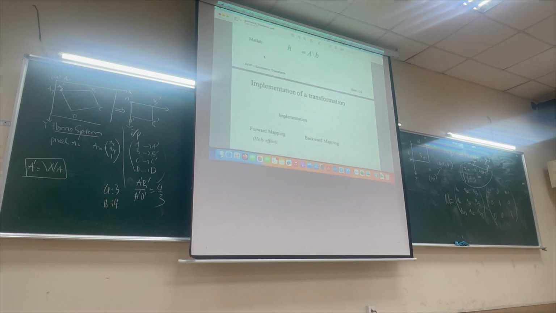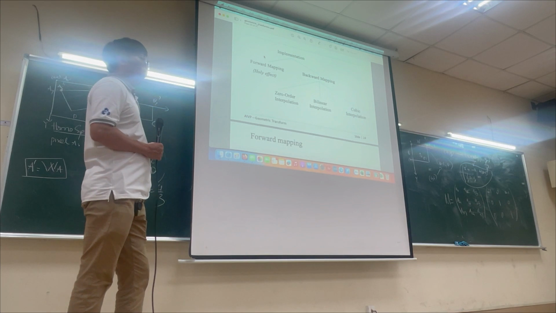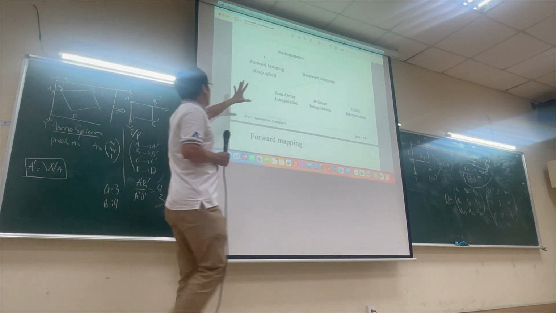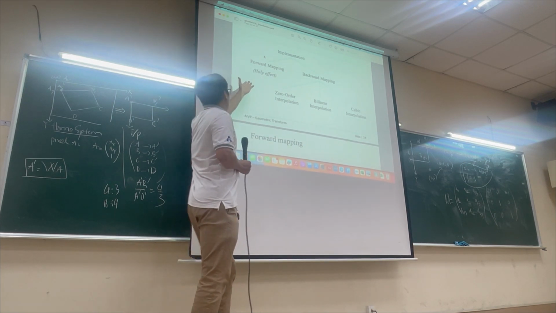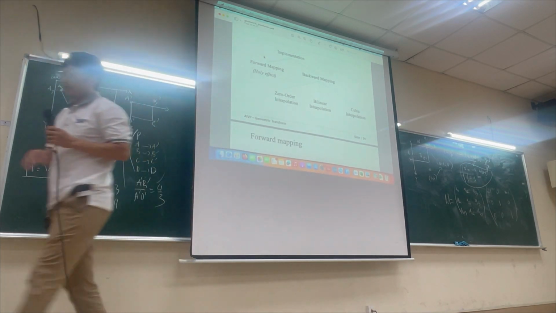You can see here, first, you have two methods: backward and forward. What is backward? What is forward? Actually we have to use backward, not forward. Why? Because with forward you get the hole effect. You can see that here.